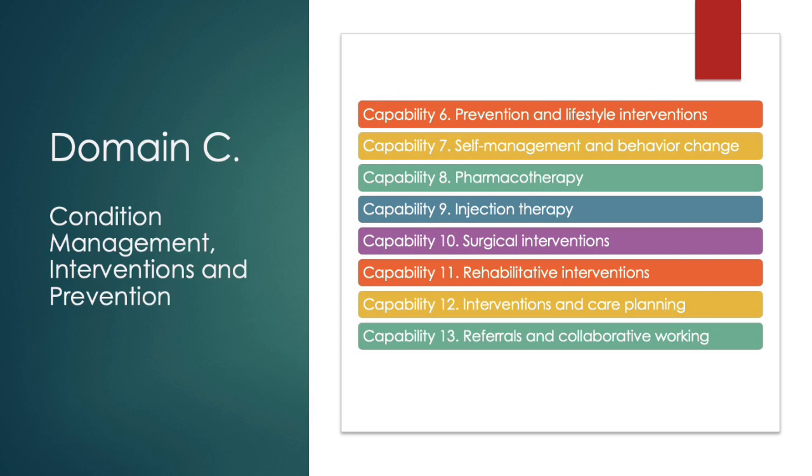Capability 11, rehabilitative interventions. Here comes the role of physiotherapy. We are well known about the early rehabilitation procedures and that can be started immediately. Capability 12, interventions and care planning. This includes exercise prescription so that the service user can do it at their convenient places.